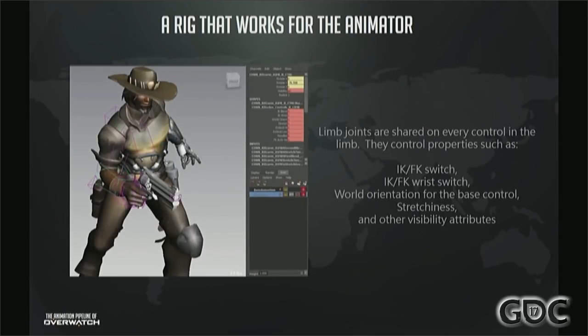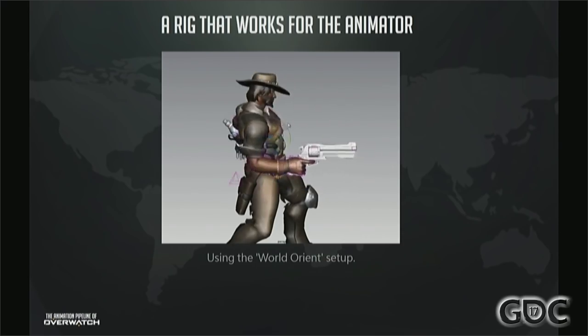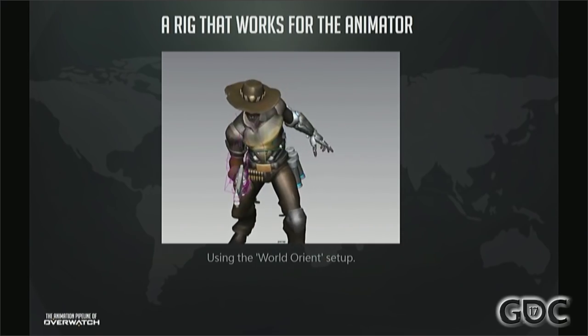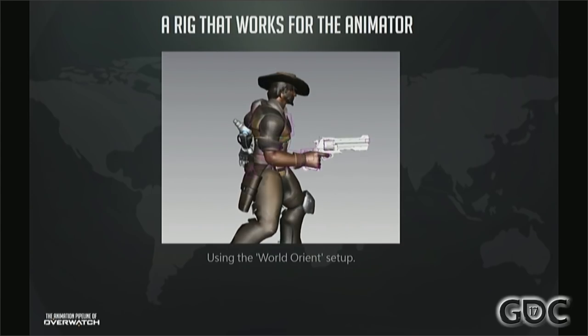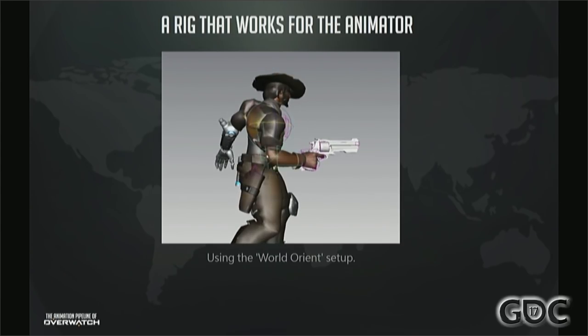Our limb nodes, which contain shared channels across all the controls on the limb, for the arms and legs contain a world orient channel. Setting this off allows the arm base to follow the shoulder, its parent. Turning this feature on, however, maintains the world orientation of that arm. This helps immensely for something important like keeping the guns always pointed at your target, independent of what the rest of the body is doing.